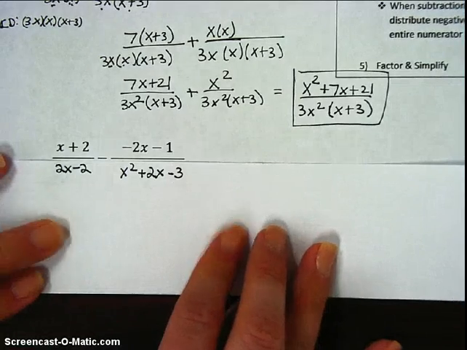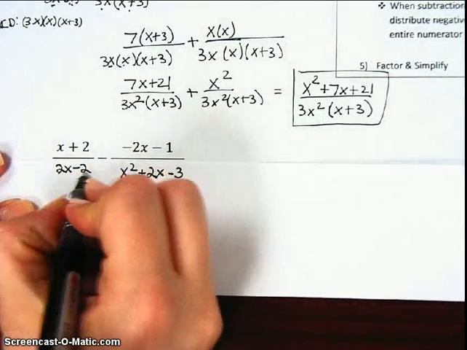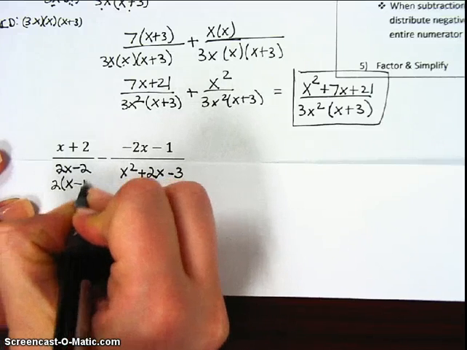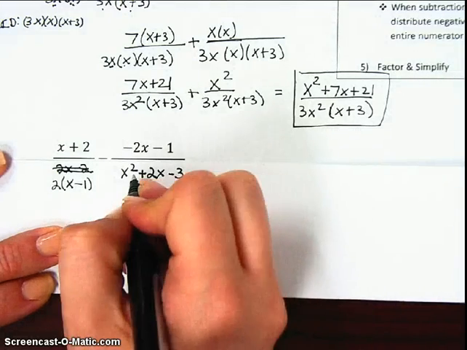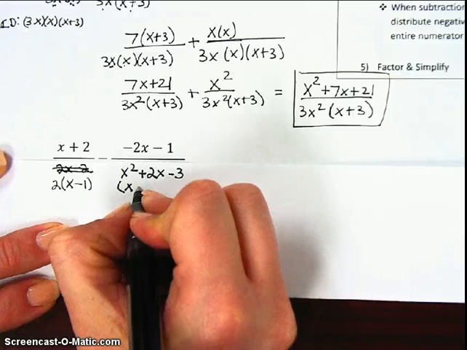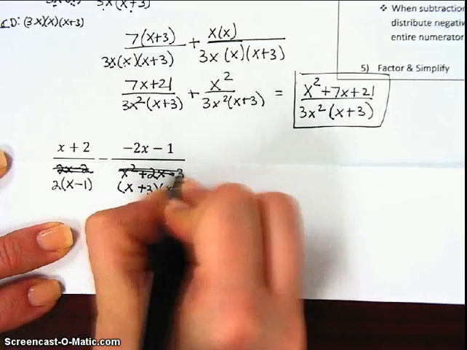Okay, the last example, we've got x plus 2 over 2x minus 2 minus negative 2x minus 1 over x squared plus 2x minus 3. Okay, so the first thing we want to do is factor our denominators. Both of these have a common factor of 2, so we'll take out the 2 and we'll be left with x minus 1. Here we want to multiply to be negative 3, add to be positive 2, so we've got x plus 3, x minus 1.